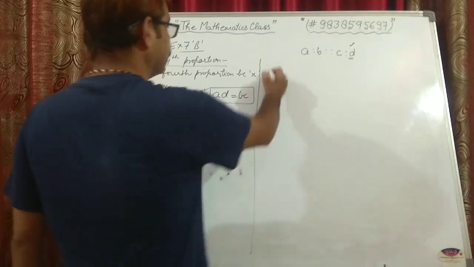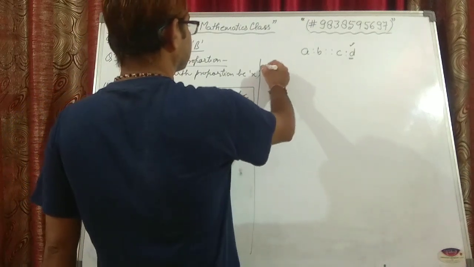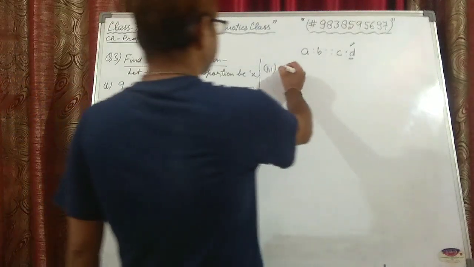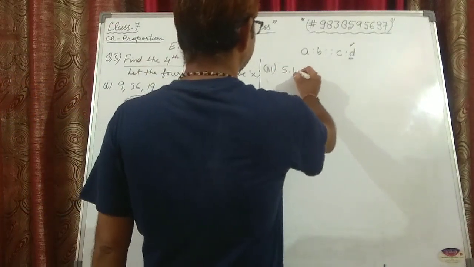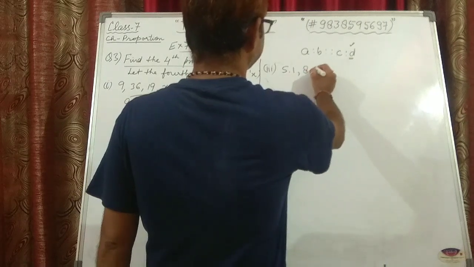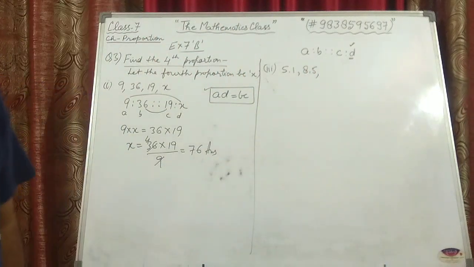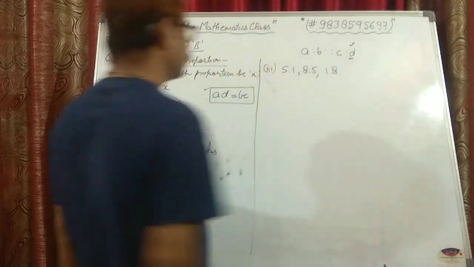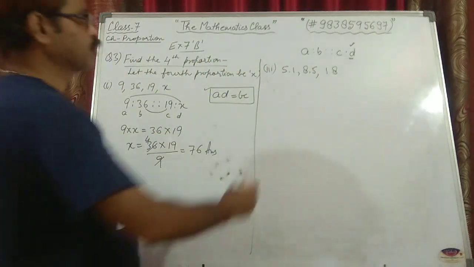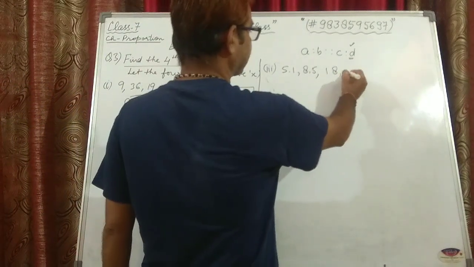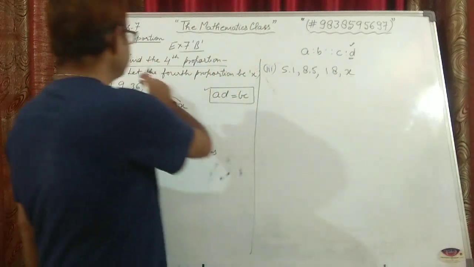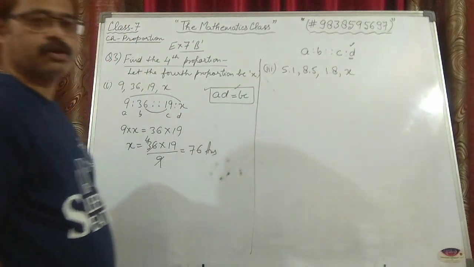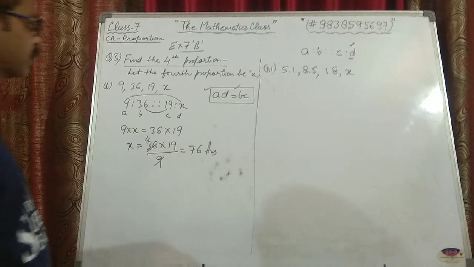Now we move on to the third part of the third question. Again, here it is 5.1, 8.5 and 1.8. Here also we will assume let the fourth proportion be x. I am directly writing x. So again, according to this formula, product of means is equal to product of extremes.